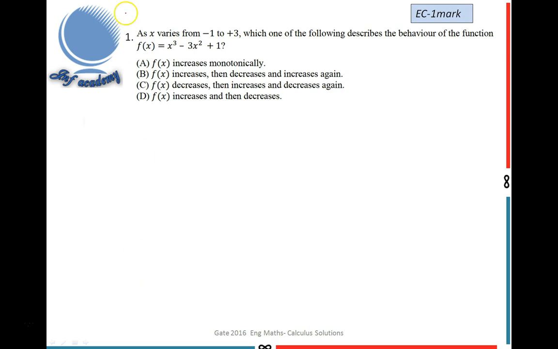The first problem is, as x varies from -1 to +3, which one of the following describes the behavior of the function f of x? One function f of x is given. You have to find in which interval the function f of x increases and decreases. The values of x vary from -1 to 3. This question is from the EC department. It has 1 mark. The function is given as f of x equal to x cube minus 3x square plus 1.